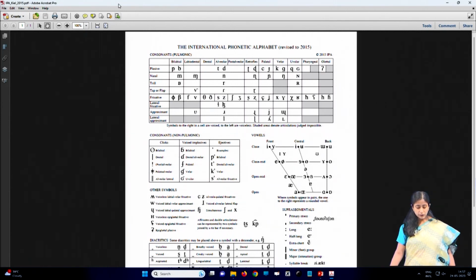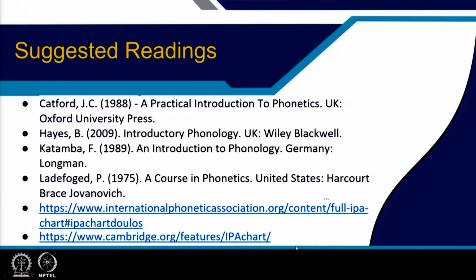So, I will again request you all to practice this IPA chart with the sound symbols. You can see here the link which you can click and listen to the sounds.